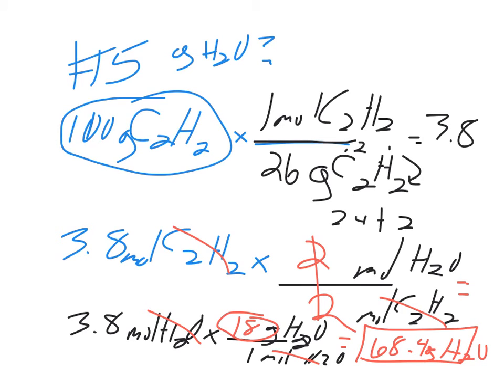Now that's the longest problem that you're going to have, a mass to mass. Everything else is going to be shorter. You could just have mole to mole, which means you're just going to do this part. Or you can go from moles to mass, or you can go from mass to moles. And this one's mass to mass, this particular problem.